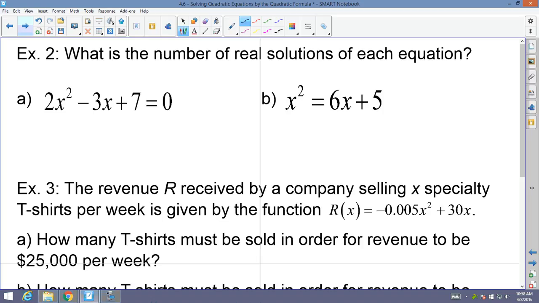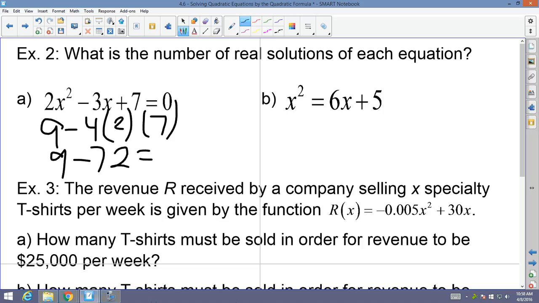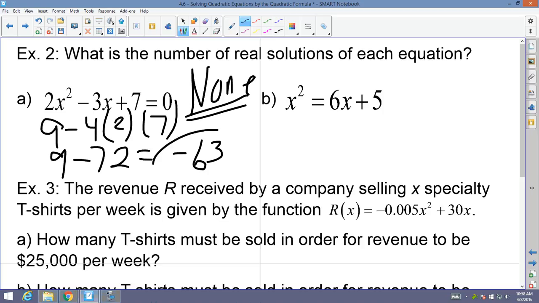So here, real quick, what is the number of real solutions of each equation? Well, I'm going to go b squared, which is 9, minus 4 times a times c. Well, I have 9 minus 72. I get negative, what is that? Negative 63, correct? Okay, guys. So how many real solutions do I have here? None. Why are there no real solutions? Because it's negative.